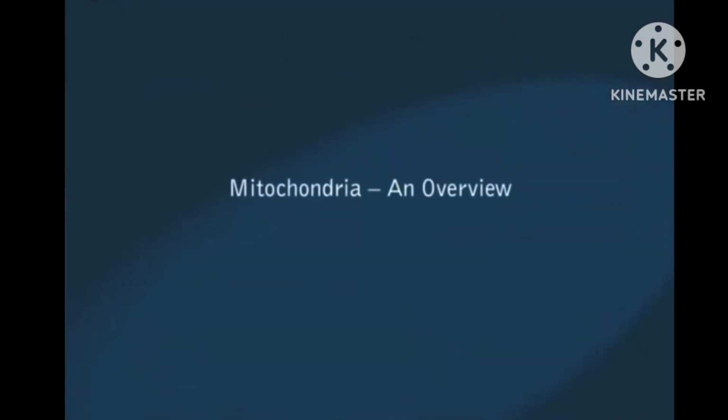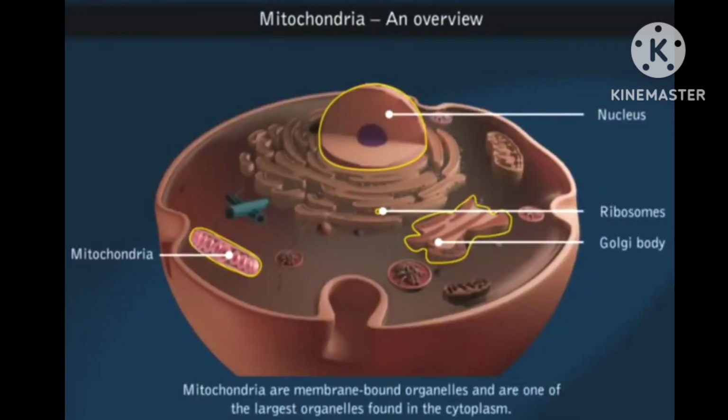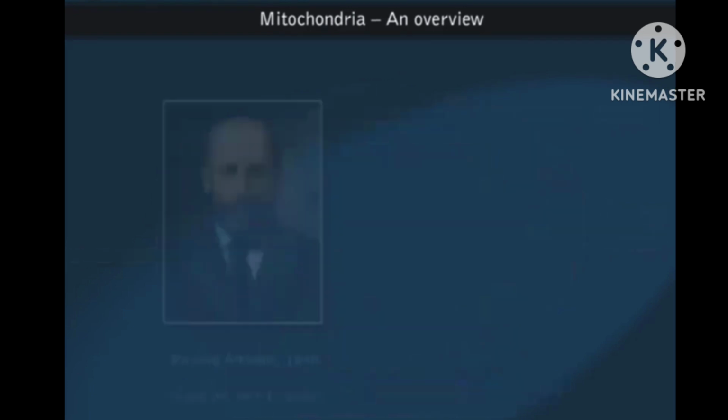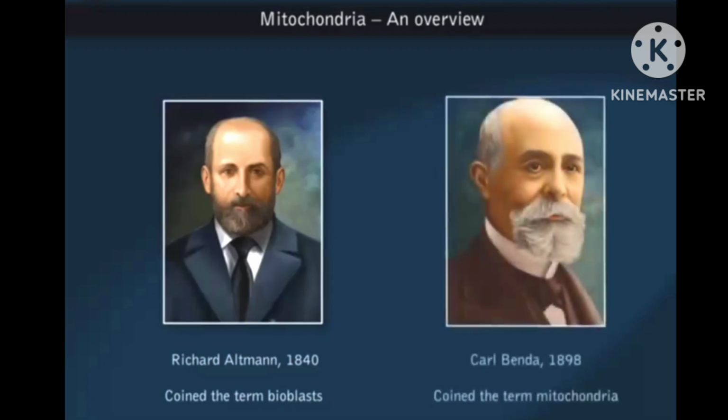Mitochondria, an overview. Mitochondria are membrane-bound organelles and are one of the largest organelles found in the cytoplasm. They were first identified as bioblasts by German pathologist Richard Altmann in the year 1840. The name mitochondria was coined by Carl Benda in 1898.